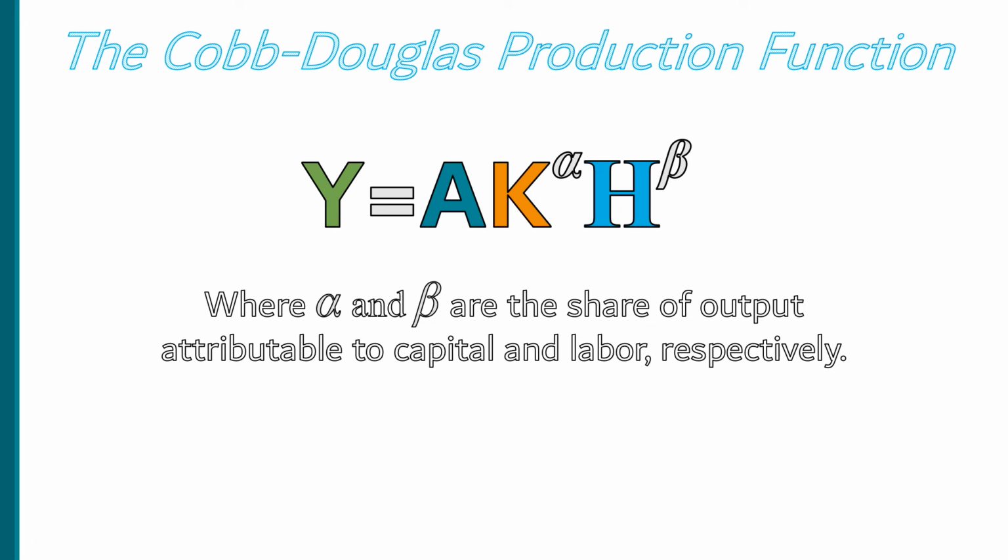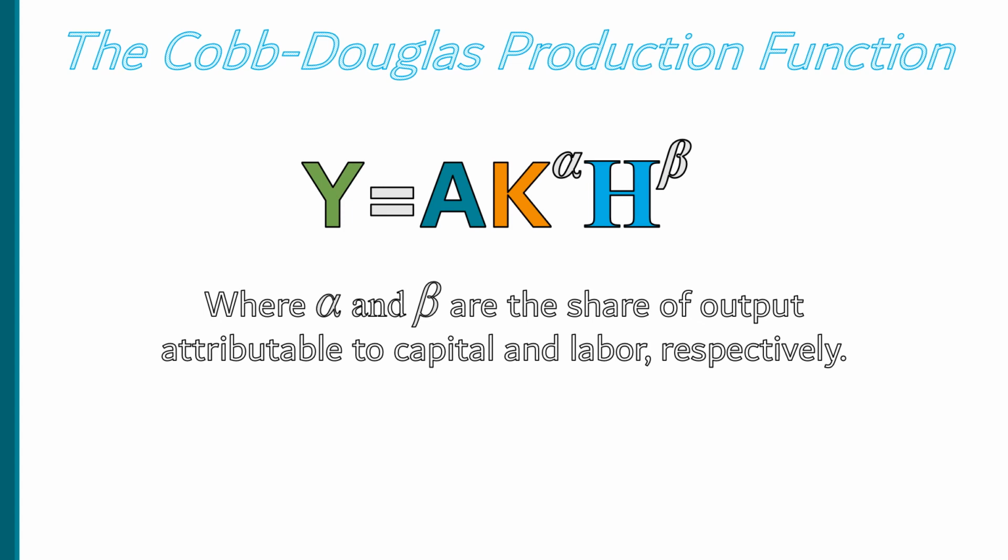There are a lot of different choices we can make, but the most common is called the Cobb-Douglas production function, named for the two economists who developed it. It's quite simple. Output, Y, is equal to total factor productivity, A, times capital, K, raised to the power of alpha, times human capital, H, raised to the power of beta.